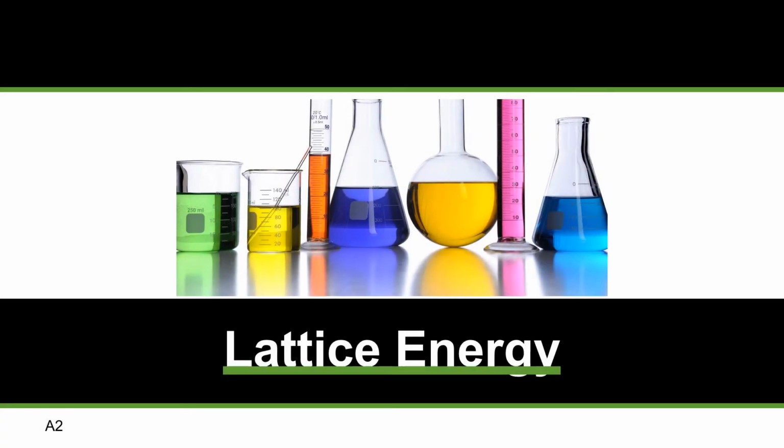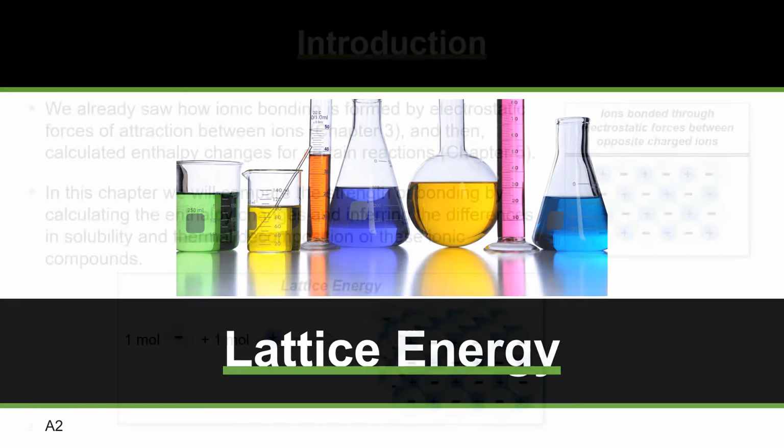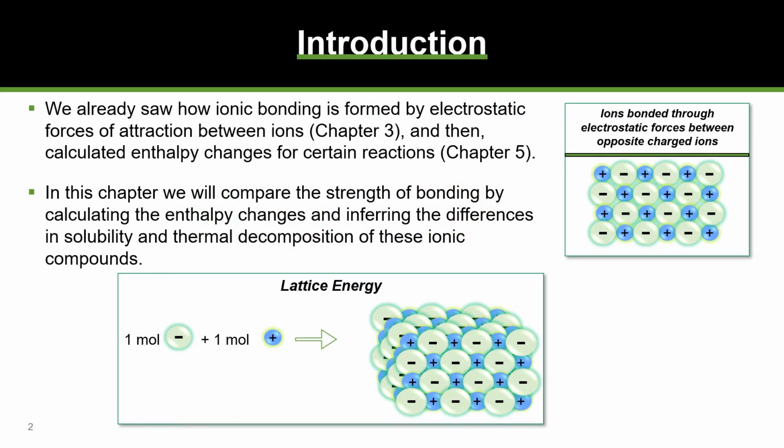In this chapter, we will cover everything you need to know about lattice energy. In pre-ACE and also in AS level, we already defined how ionic bonding is formed by electrostatic forces of attraction between ions. And also we calculated the enthalpy changes for certain reactions. In this chapter, we will compare the strength of those bondings by calculating the enthalpy changes and also the differences in solubility and thermal decompositions for these ionic compounds.